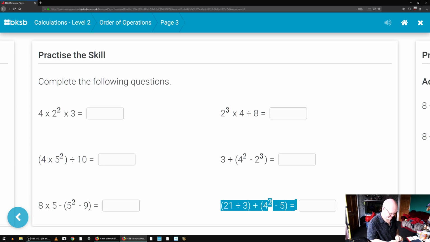Let's try it again. 21 divided by 3 plus open brackets, 4 to the power of 2 minus 5 close brackets. That's pretty much what I wanted to put there. And that should come out to 18, no 11, I can't remember now, 11.